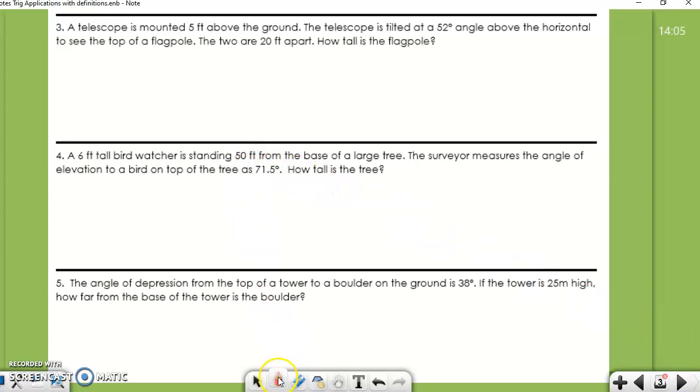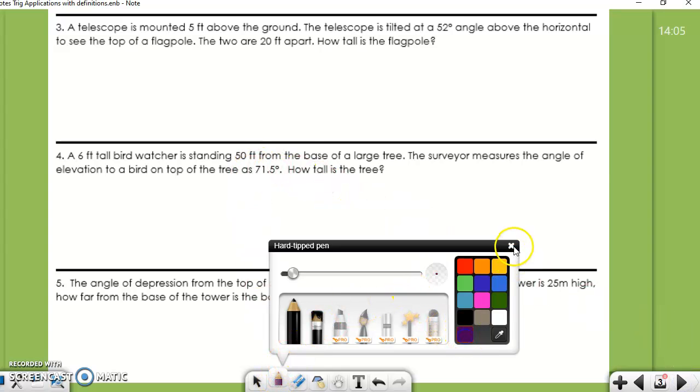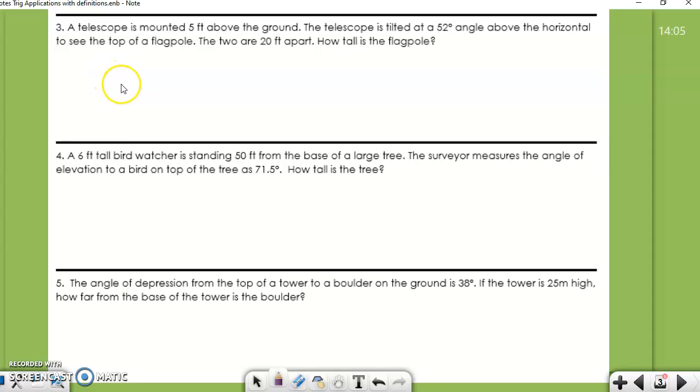Okay, let's think about this next one. Telescope is mounted 5 feet above the ground. The telescope is tilted at a 52-degree angle above the horizontal to see the top of a flagpole. The two are 20 feet apart. How tall is the flagpole? Okay, so I've got to think about this one.